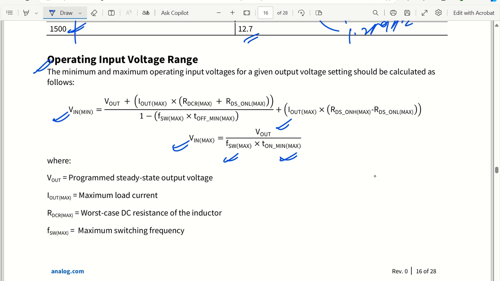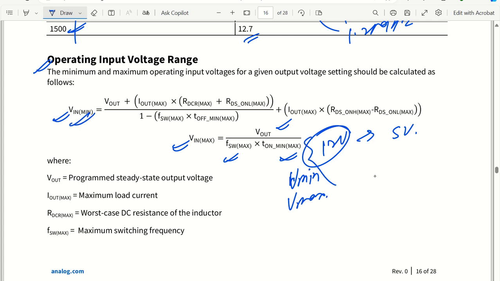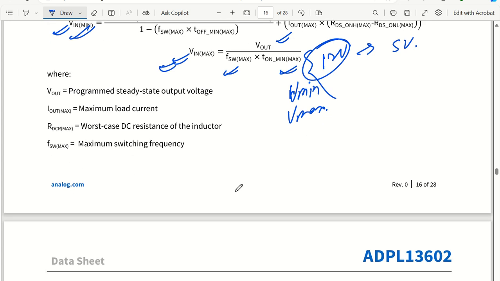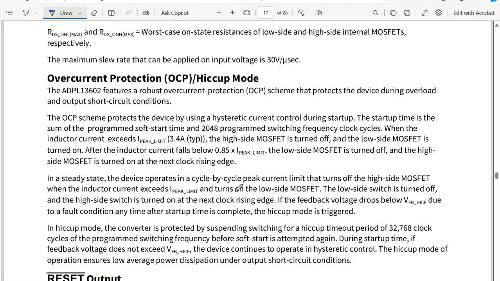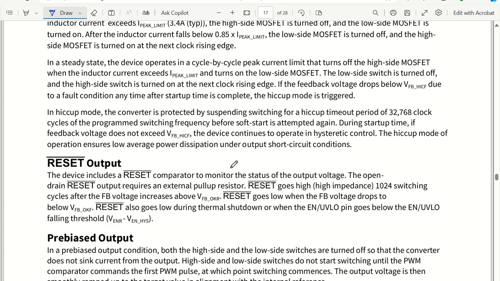So let us say you are designing a system of 12 volt to 5 volt output. In that case, you have to understand what will be my V minimum and V maximum at the input side using these two formulas. But generally it doesn't go wrong, any voltage input can be sufficient for your output design. Overcurrent protection and all is not needed, it is always fine.